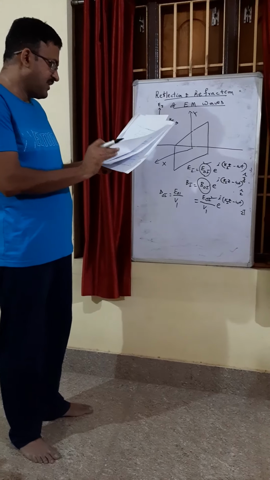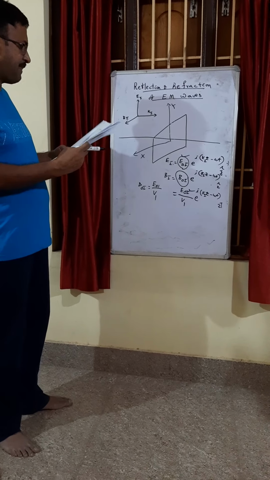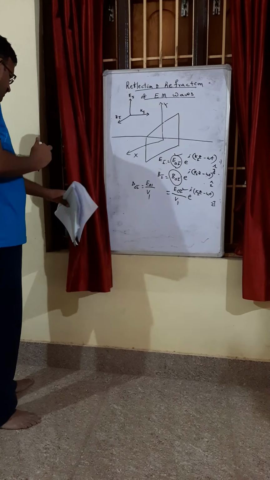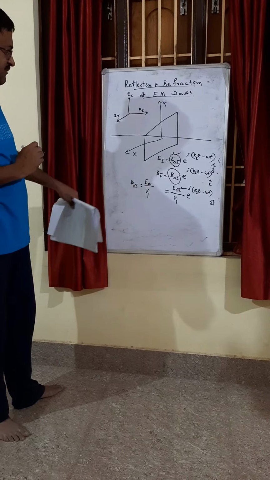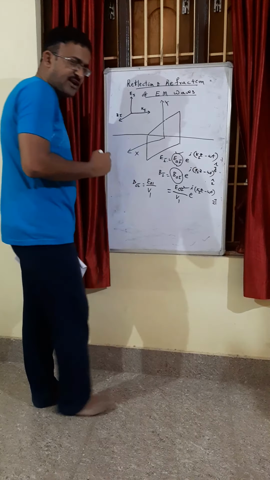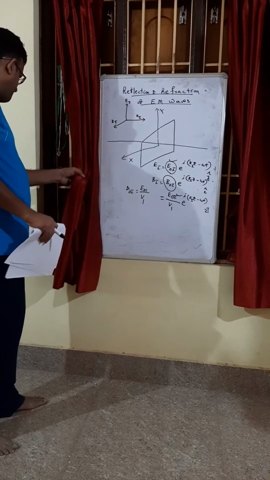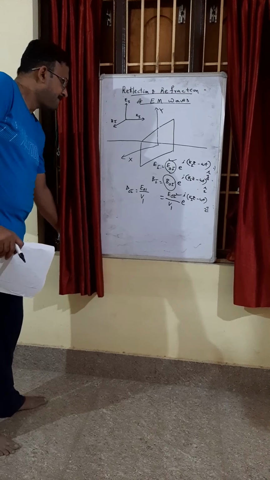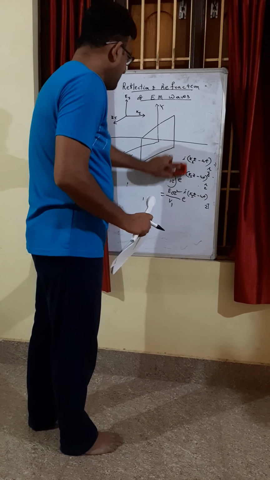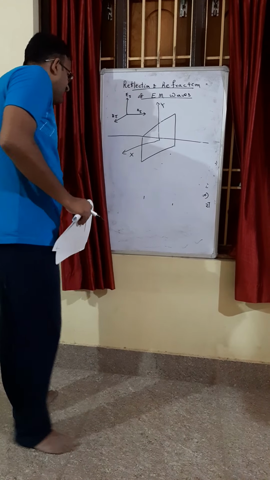Now what happens when the electromagnetic wave is incident? Part of the energy is reflected back, and a part of the energy will be transmitted to the next medium. So we will have a reflected wave and we will have a transmitted wave. So let me write the expression for the reflected electromagnetic wave.